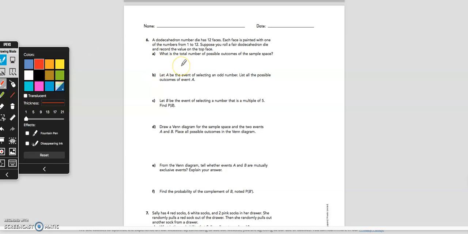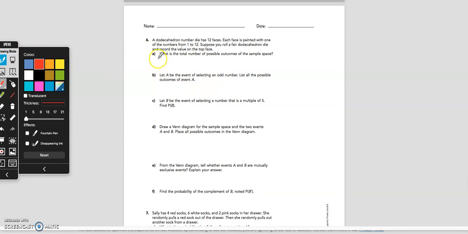First one says we have a 12-sided number cube. Each space is painted with one of the numbers from 1 to 12. Suppose you roll it and record the value on the top face. So what's the total number of possible outcomes of the sample space?